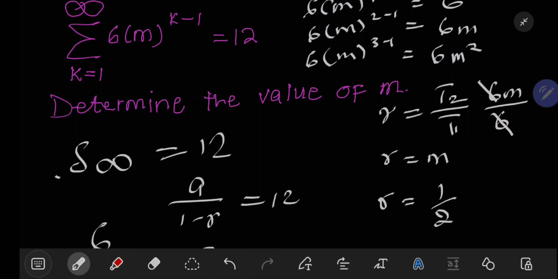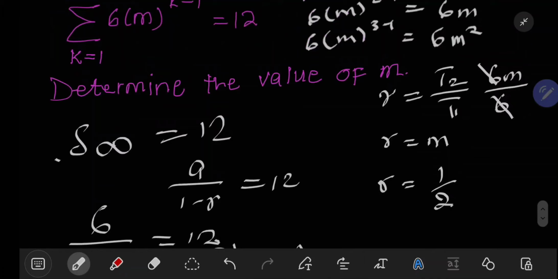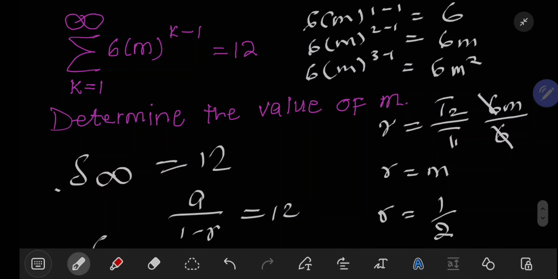And remember, I told you that when you see the sum to infinity, you must know that this is a convergent sequence or a convergent series, whereby we know that when a series or a sequence converges, r should lie between negative 1 and 1. And in this case, you can see that 0.5 lies between negative 1 and 1. So this is the sigma notation and its application.